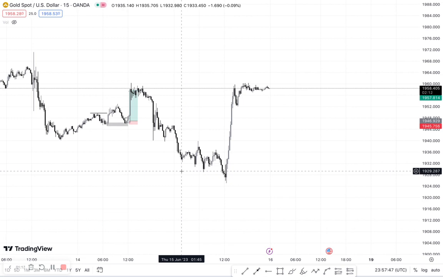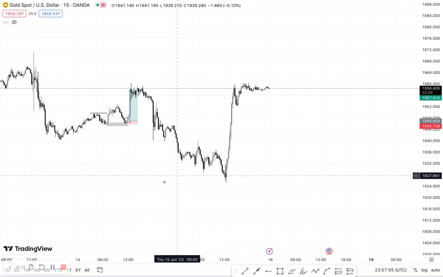When the market is ranging, it means that the market is moving sideways, just moving sideways.